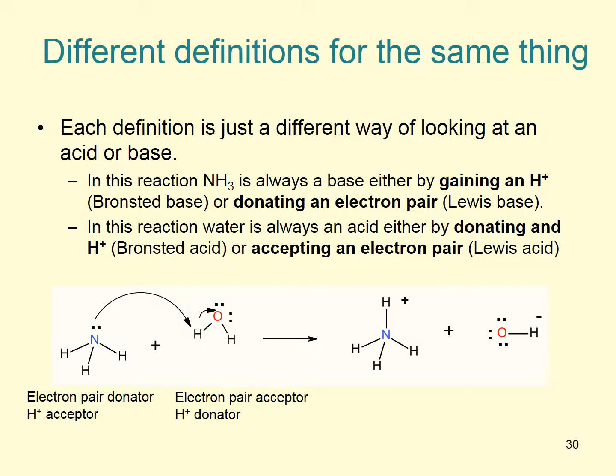And then H2O is an acid no matter which definition you use. Either you can say it's an H plus donor because it gives up the H plus, or you can say that it's an electron pair acceptor because it was originally sharing an electron pair with the hydrogen, but the hydrogen gets removed, and so those electrons end up only on the O, and so it gets the electron pair that it used to share. So it's an electron pair acceptor. So it's just a different way of looking at it. And if you go on and take any more chemistry, the Lewis theory is used a lot, especially in organic chemistry.